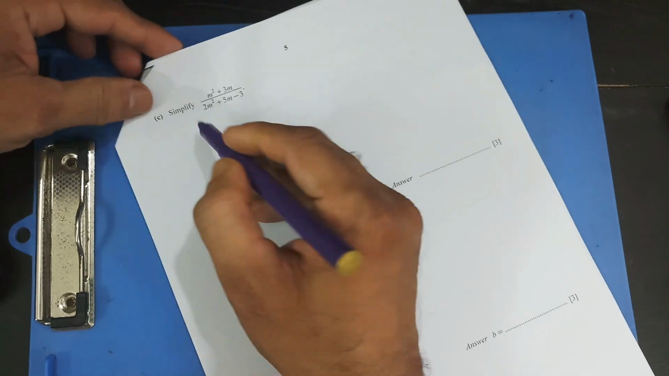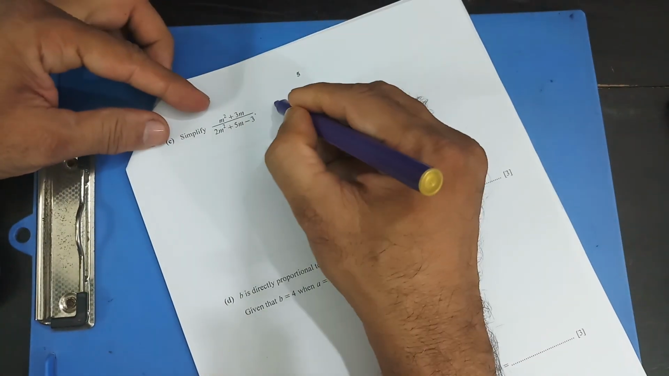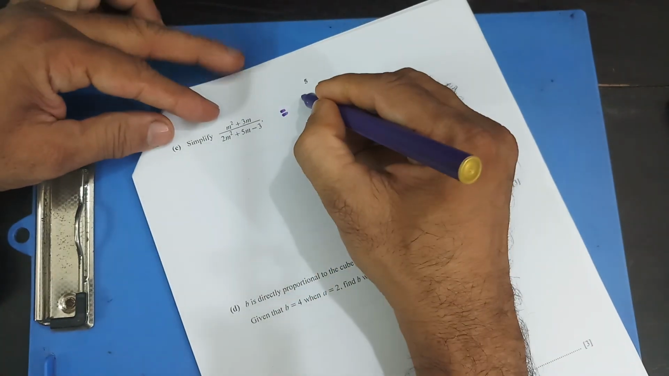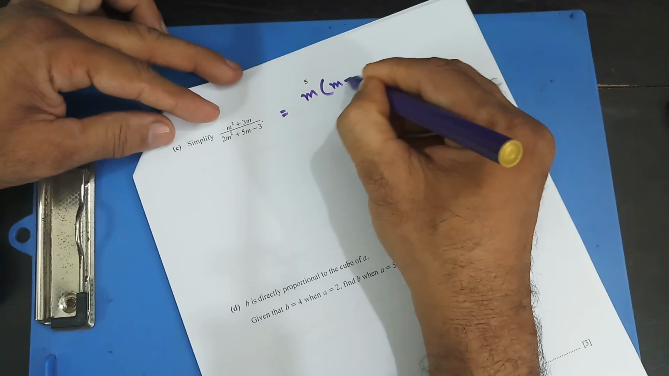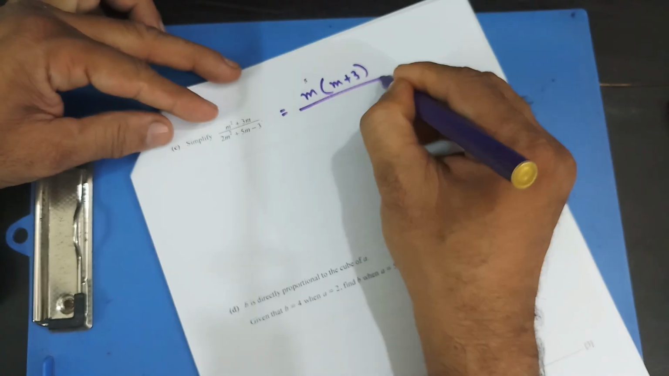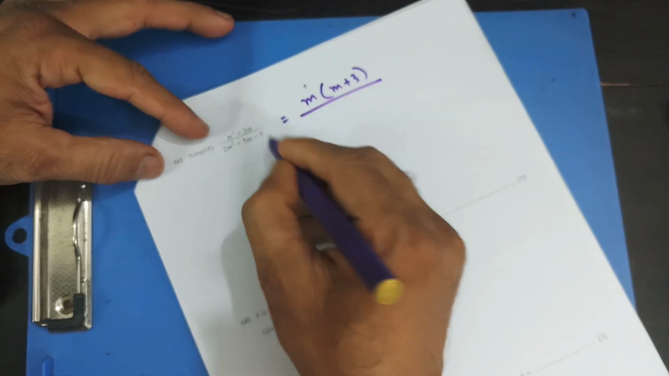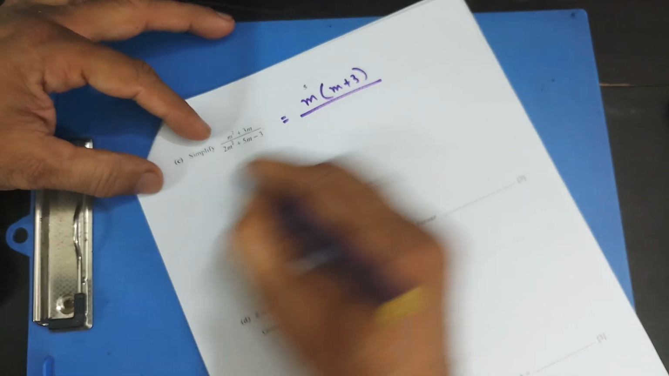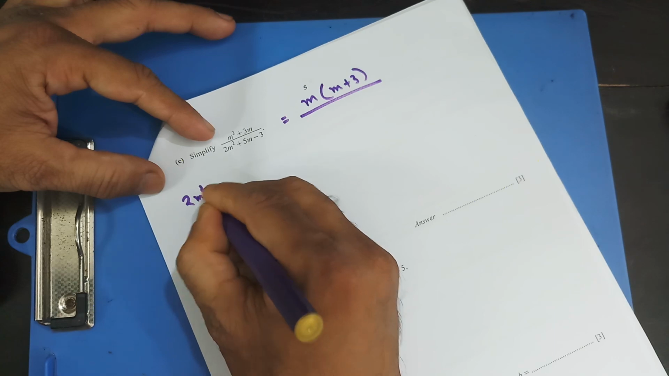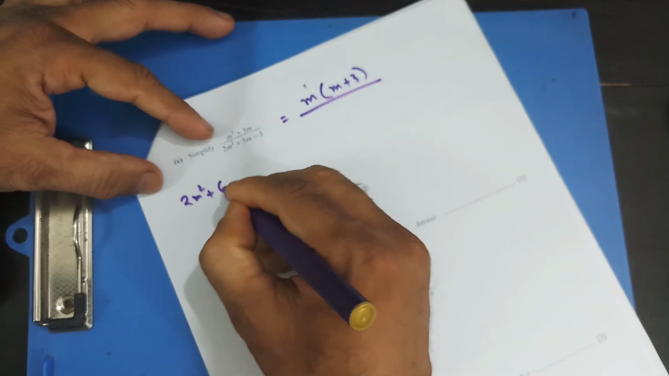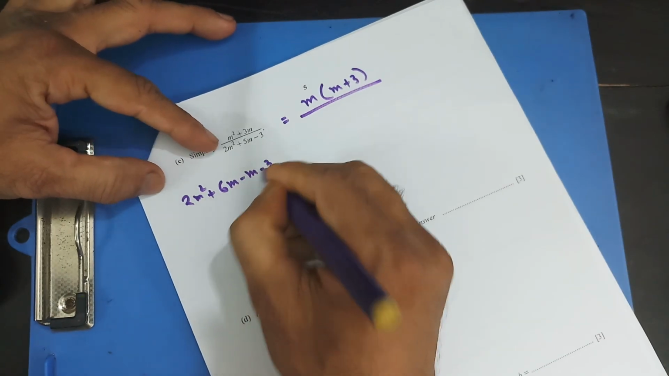Simplify. Now question C, simplify this. I can see clearly that from the numerator I can take m common, so it's going to be m plus 3. And below here, I need to do the middle term break. So 2 3s are 6, so I can write down 2m squared plus 6m minus m minus 3.